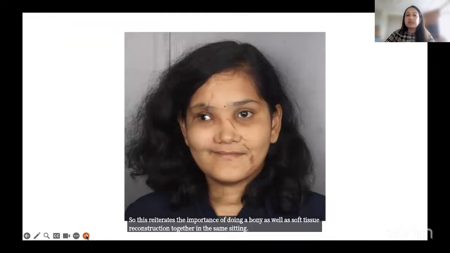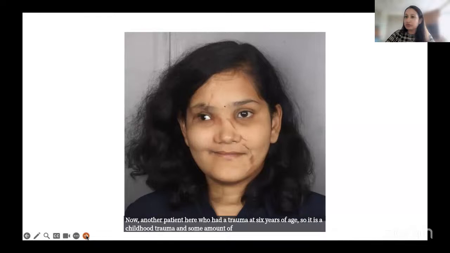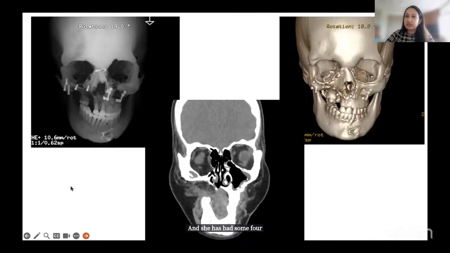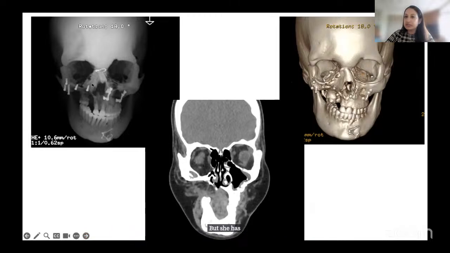Now, another patient here who had a trauma at 6 years of age. So it is a childhood trauma and some amount of bony hypoplasia was also added. And she has had some 4 or 5 surgeries in the past. There was an attempt to do a telecanthus repair. Also, you can see the wire here. But she has this kind of a bony callus similar to the previous patient, which we have removed.